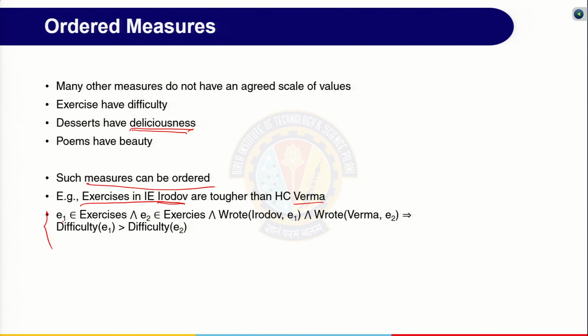So let's say E1 is a variable that belongs to the class of exercises, and E2 is another variable that belongs to the class of exercises, and E1 is written by Irodov, whereas E2 is written by Verma. That implies that the difficulty of E1 is greater than the difficulty of E2. With this particular greater than symbol, we have now ordered these measures without actually assigning any values.